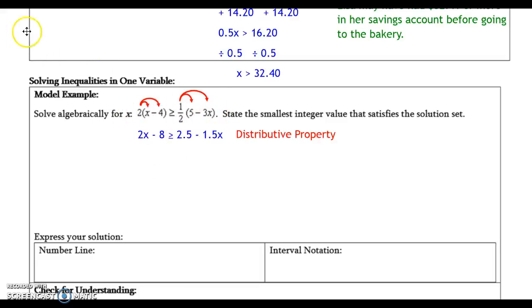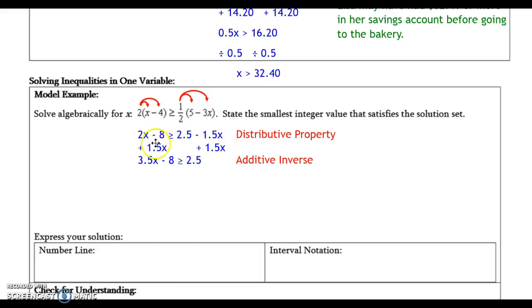solve this inequality. You can see here that I use the distributive property to take the constant that's on the outside of the parentheses and multiply it by every term that's inside the parentheses. Next, I'm going to try to get all the x terms to one side. And you can see I use the additive inverse to do that.